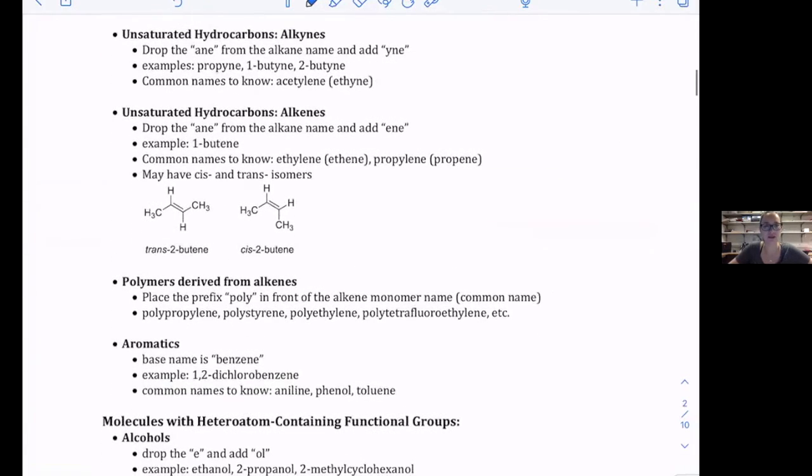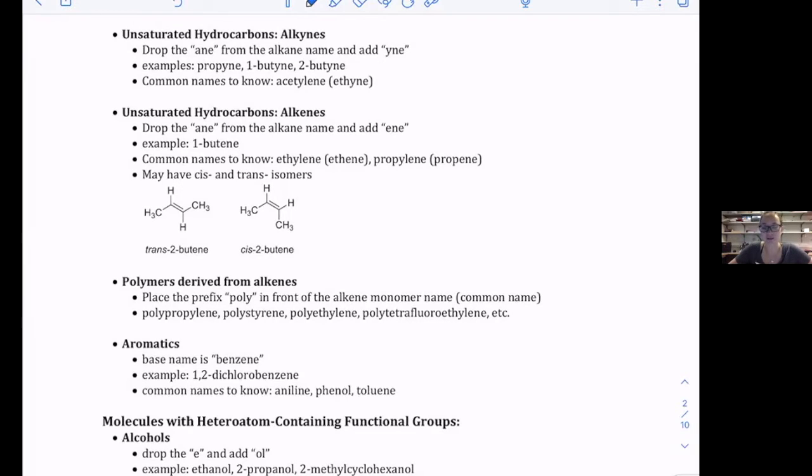Okay, and then we have unsaturated hydrocarbons. So alkynes first, you're going to drop the -ane from your base chain name and add -yne, so the y shows it's an alkyne. And then you're going to make sure that you label where that alkyne is on your chain. So 1-butyne would mean that the alkyne is starting at the 1 position. And then a common name that you should know is acetylene, which is the same thing as ethyne.